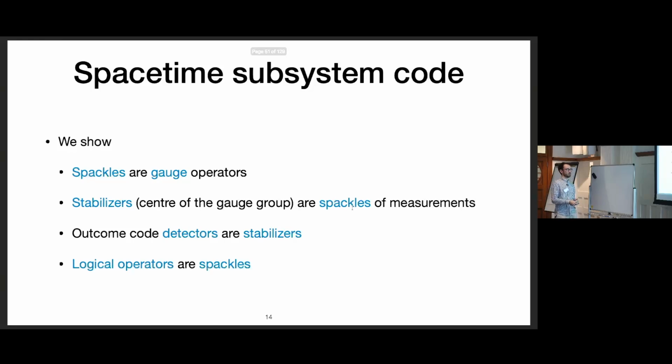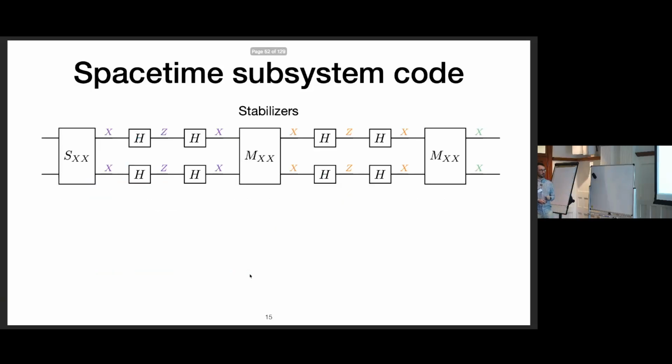And then finally, there are also logical operators that are spackles of certain things, but I won't go into too much detail about what those are. But I just wanted to show you that the idea here is that we have this method for mapping any Clifford circuit to the subsystem code. Okay, let's look at an example.